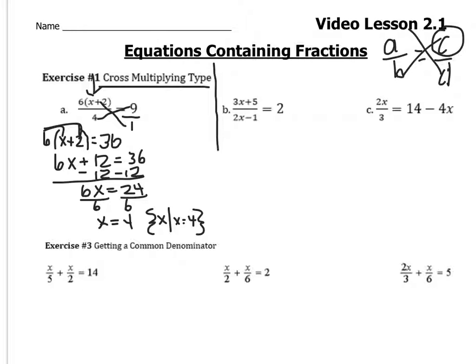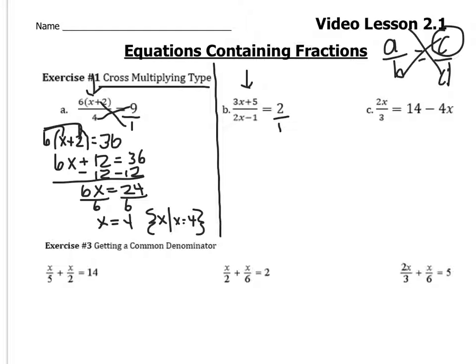In letter B, same situation. We have a fraction on the left side. This time the top and the bottom is an expression, but it's still a fraction. And on the right side we have a 2, which we can put over 1 to turn into a fraction. We now have a proportion. We can cross-multiply to solve this.